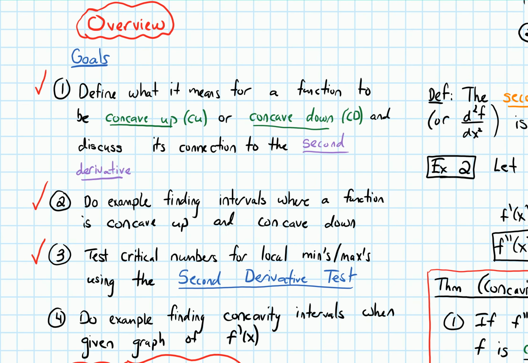All right, so in terms of our goals, we have finished our last goal for this section. We did an example where we were given the graph of f prime, the graph of the derivative, and used that to find the intervals where the original function was concave up and concave down.